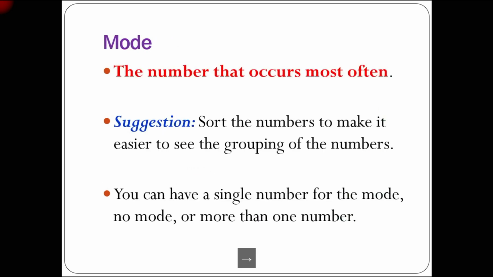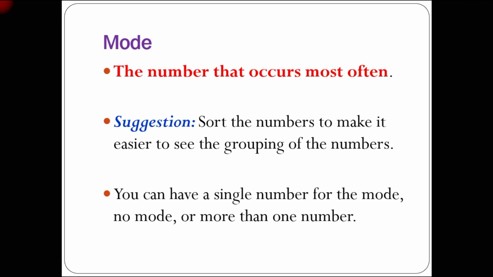Next, we have the number that occurs most often or the most frequent number sa set of data. So, here's my suggestion. You sort the numbers to make it easier to see the grouping of the numbers. Mas maganda kung ang gagawin ninyo is lowest to highest. Okay? With that, ma-identify nyo agad kung ilan yung 6, for example, ilan yung 5, ilan yung 35, ilan yung 36, ma-identify nyo agad kung saan yung naulit na part.